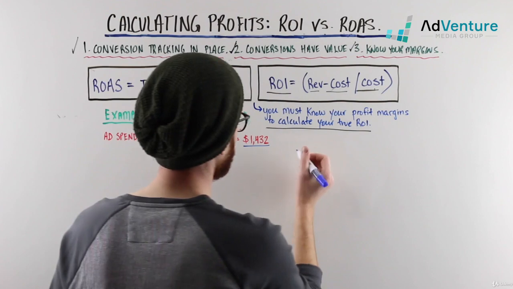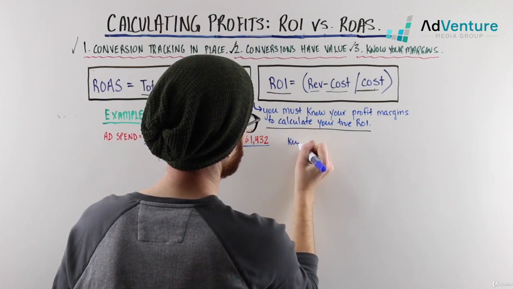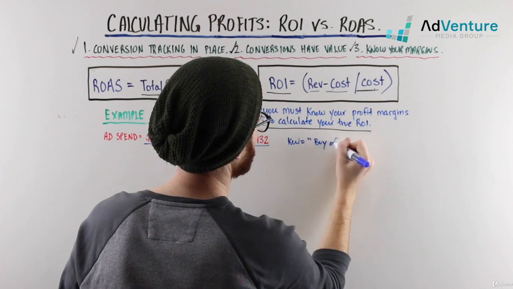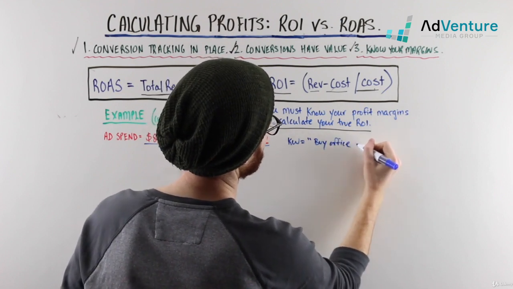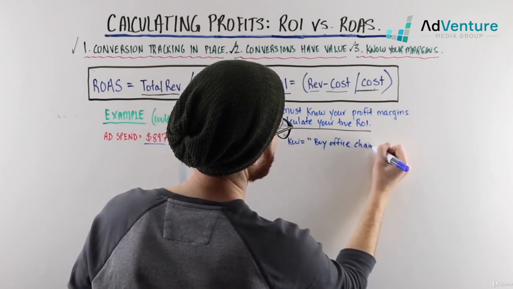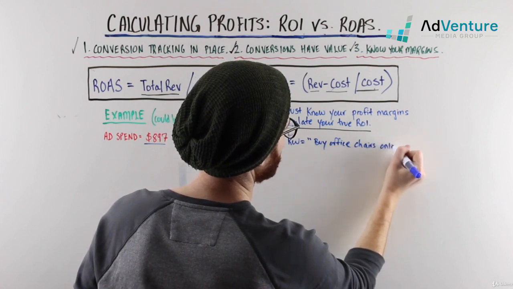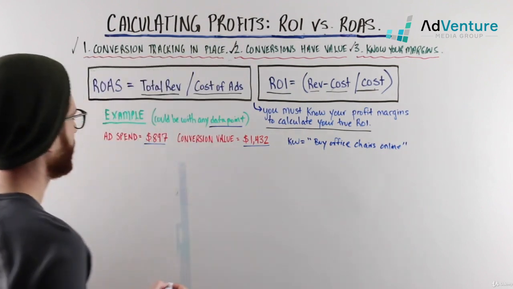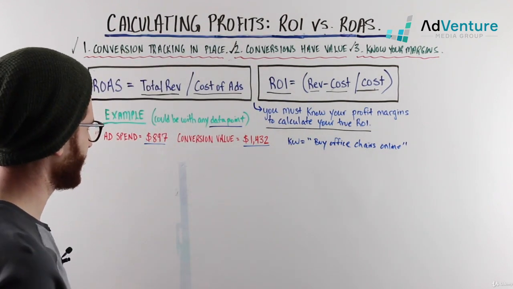Let's just put our keyword here. So let's say our keyword is buy office chairs online. Okay, so that's our keyword that we are analyzing. So our ad spend is once again $897, conversion value is $1432.